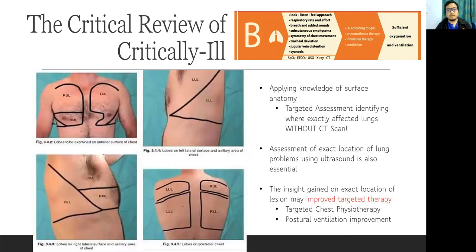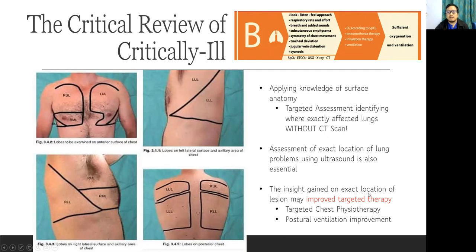Why is this important? Because by applying knowledge of surface anatomy, when you assess from the front, you are assessing the upper lobe. When you assess from the axillary and infra-axillary areas, you are assessing the middle lobe as well as the lower lobe. When you assess from the back, you are actually assessing the lower lobe. By applying this knowledge, you can do a targeted assessment, identifying where exactly the lungs are affected without a CT scan, because we can usually use lung ultrasound to see whether there is any pleural effusion, lung collapse, or consolidation.